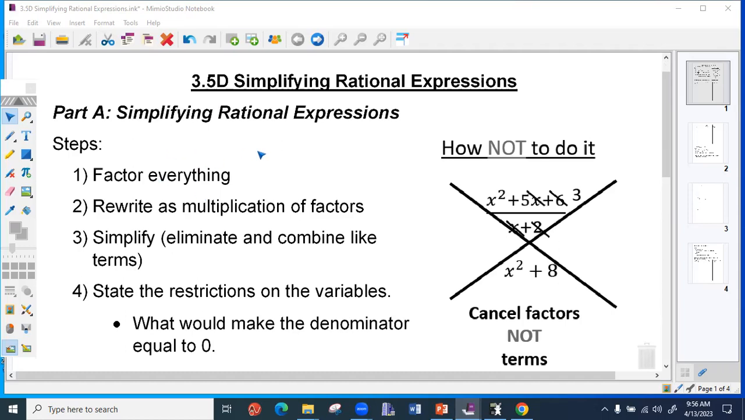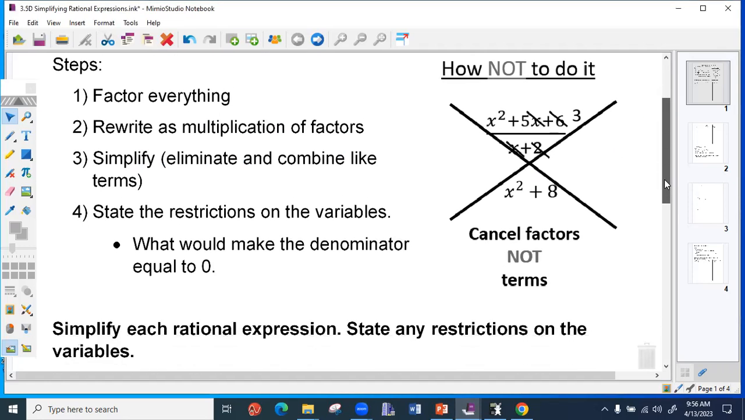First thing you want to do is factor everything. So using dots, using GCF, using simple trinomials, complex trinomials, you factor everything. Okay. Then you're going to rewrite as multiplication of the factors. You're going to simplify. When we say simplify, that means eliminate and combine. Eliminate and combine is what simplify means. Okay. Lastly, we're going to state the restriction on the variables. What can your variable not be? Okay. All right.